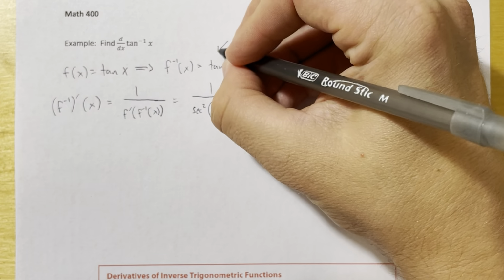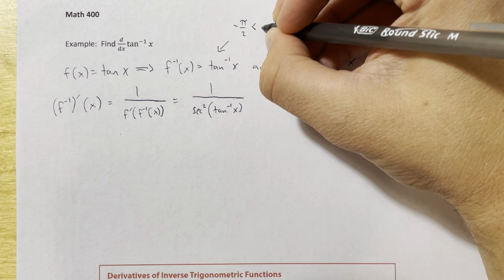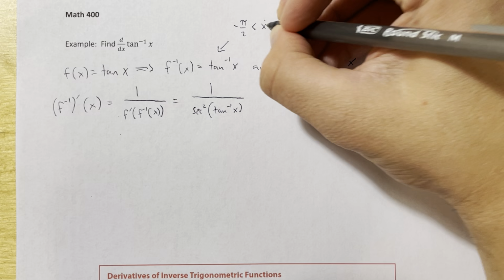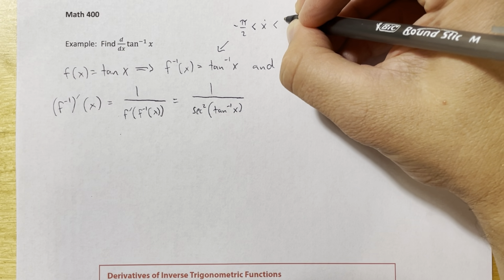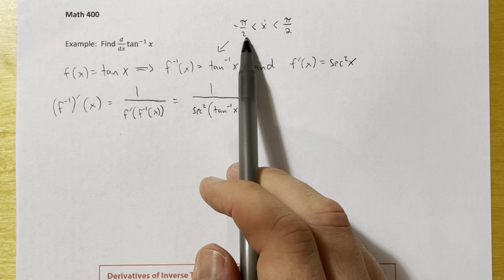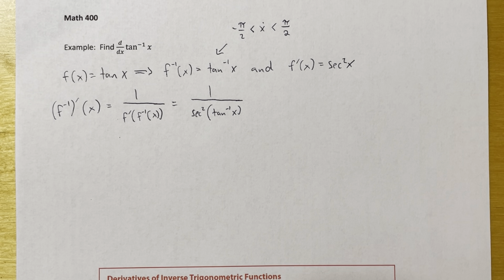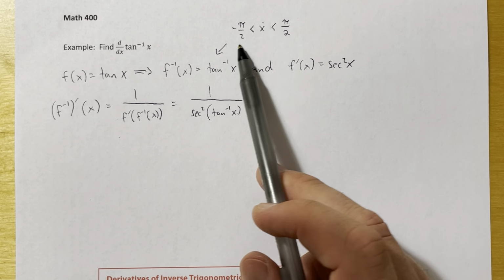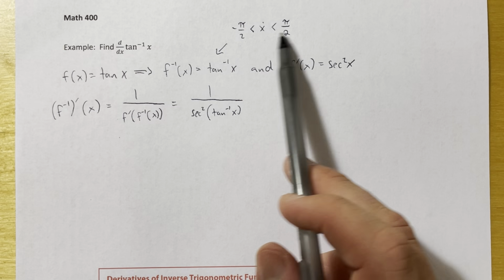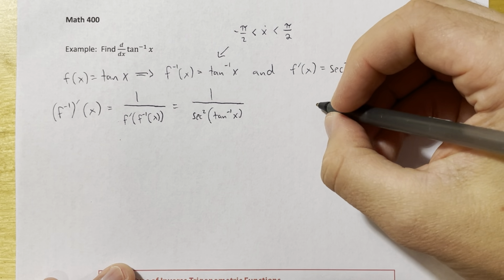Also, the inverse tangent function has almost the same domain as the inverse sine function. It's the first and fourth quadrants. The only difference is that it does not include the endpoints of negative pi over 2 and positive pi over 2 because the inverse tangent function is undefined there. But we're working in the same 2 quadrants, quadrants 4 and 1.